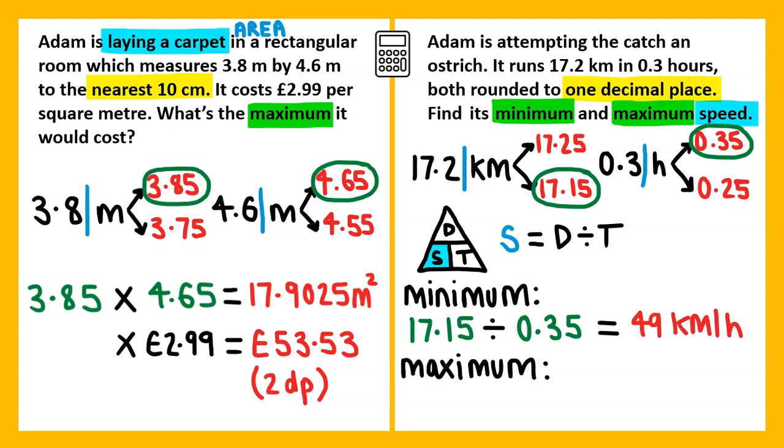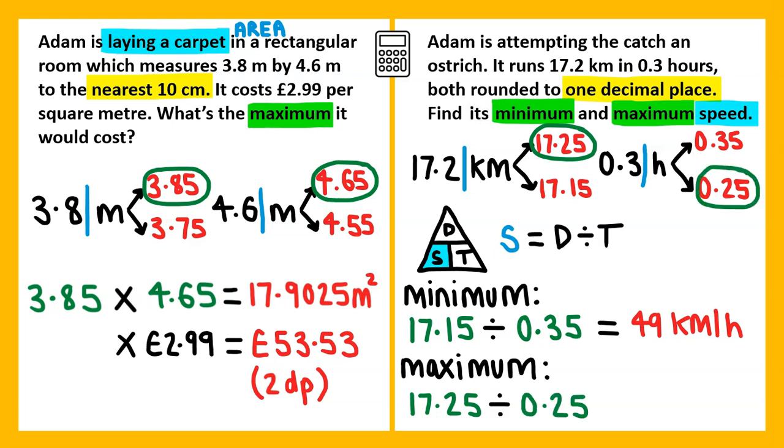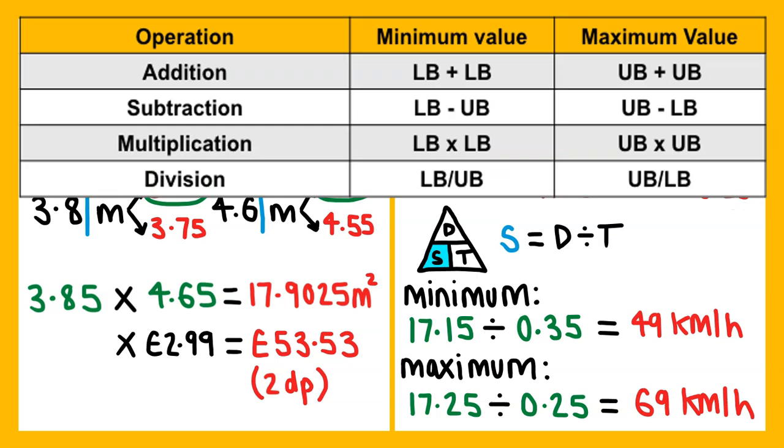Likewise, to find the maximum, I'll need to use my upper bound of the number that I'm dividing, 17.25, and divide this by the smallest possible value, which would be my lower bound, 0.25, giving me a maximum speed of 69 kilometers per hour. This will be similar when completing a subtraction. The table you can see will be helpful to find minimum and maximum amounts using upper and lower bounds of addition, subtraction, multiplication and division.